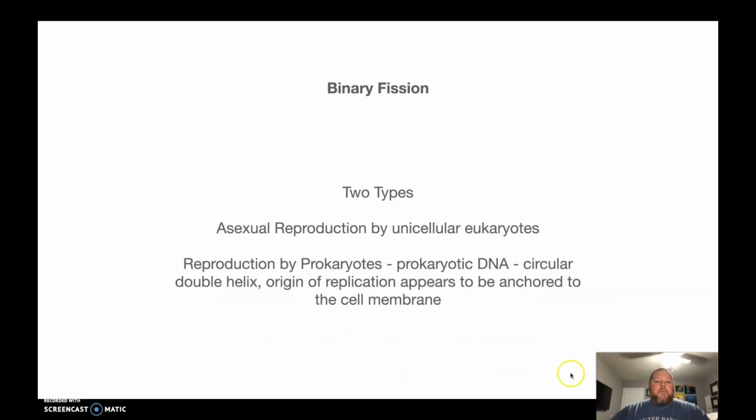All right, and then last we've got binary fission. So we've got two types. You've got asexual reproduction by unicellular eukaryotes, something like a yeast. And then we also have reproduction in prokaryotes. Prokaryotic DNA is circular. The origin of replication appears to be anchored to the cell membrane, and so when that chromosome divides, then we divide directly from there into our two new cells.